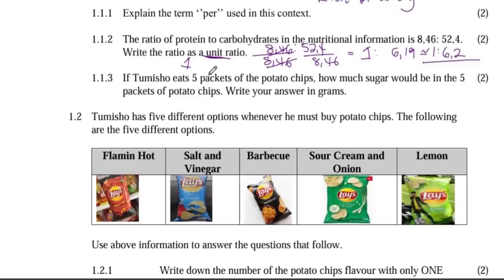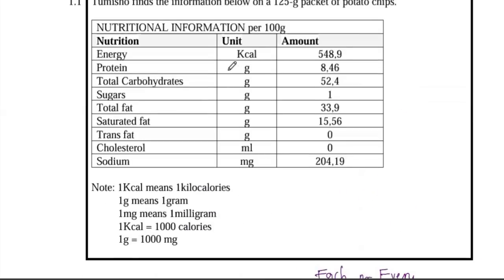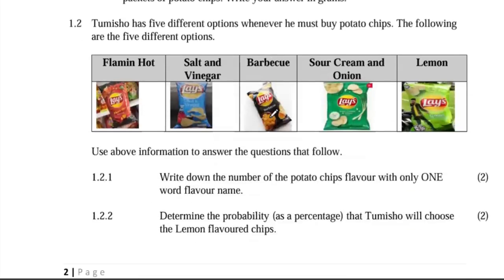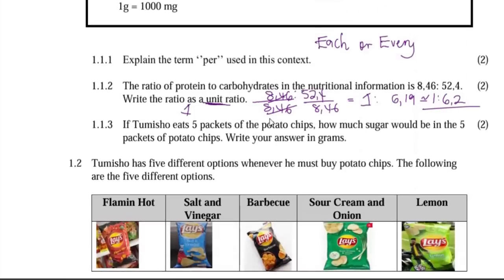1.1.3. If Tomiso eats 5 packets of potato chips, how much sugar would be in 5 packets of potato chips? Write your answer in grams. Let's come to the chart here. Where is sugar? When you look at sugars, it's here. How much is it? It's in grams. And how much is it? 1. You understand? For every 100 grams. So simply meaning, we are going to say it will be 1 times 5, and the answer becomes 5 grams.